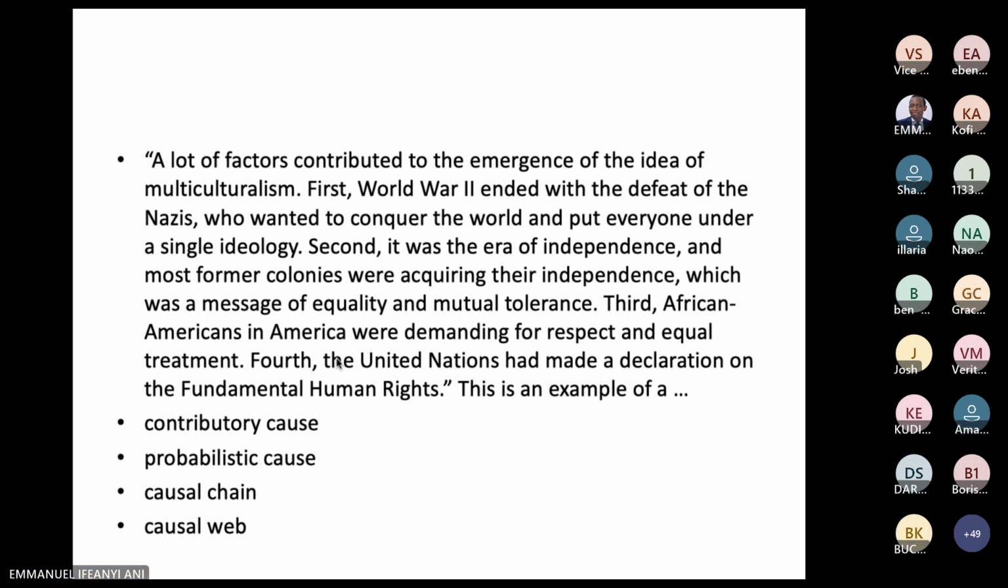So each of these factors took a long time. So that means they were happening alongside, side by side. So they were happening at the same time. So that tells you the answer.